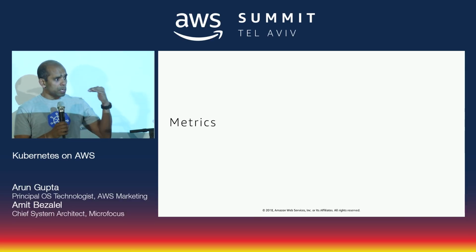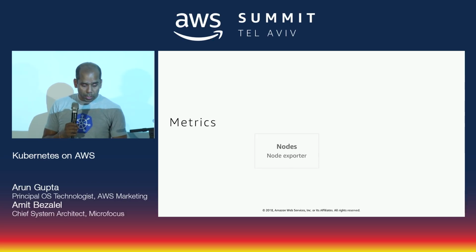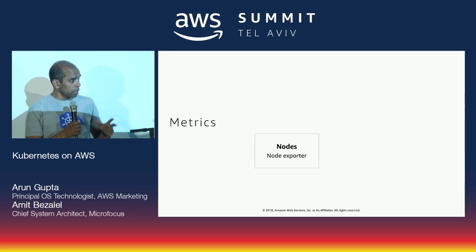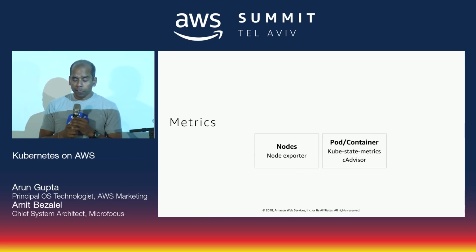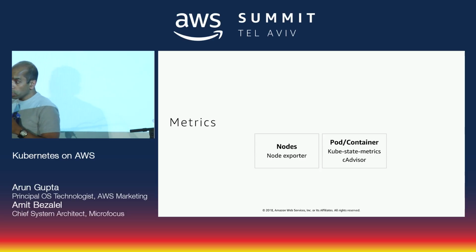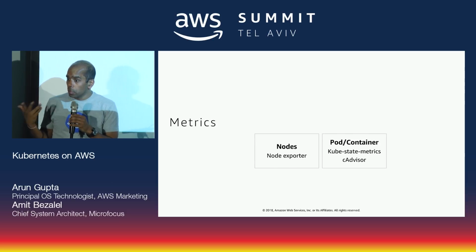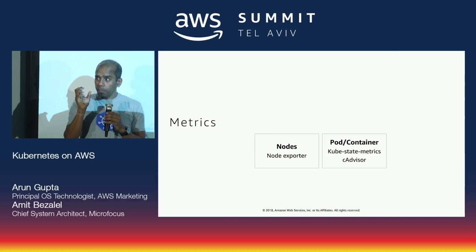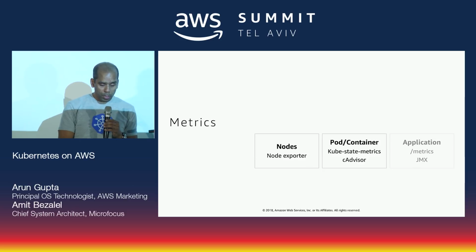In terms of metrics, we are seeing lots of different places where you're doing metrics. For node, you can certainly use node exporter. That gives you more details about the node itself, the physical host. For pod/container, there is, of course, kube state metrics, which is baked into Kubernetes, or you can use cAdvisor, which is an open source project, short name for container advisor, which gives you specifics about the pod itself.